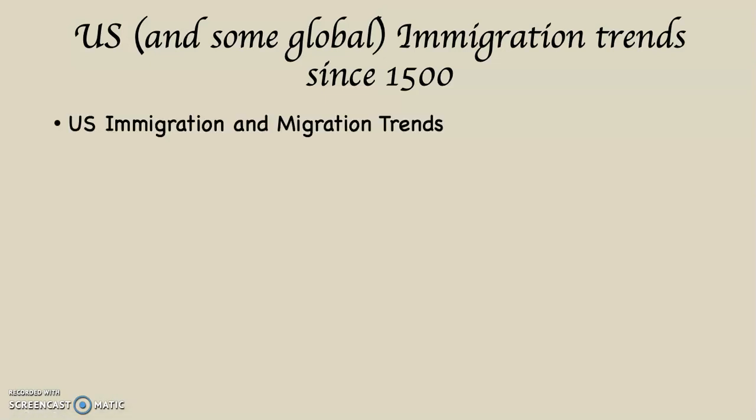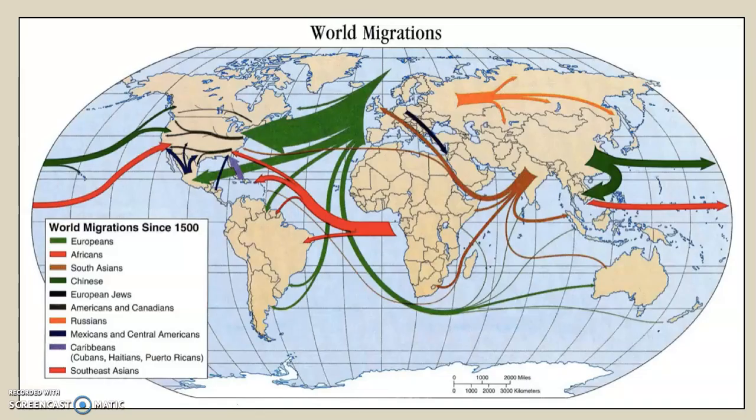We're going to start, though, with U.S. immigration and migration trends. I love this map. Although it's not perfect, this is a really great map. World migration since 1500. Europeans, Africans, South Asians, Chinese, European Jews, Americans and Canadians, Russians, Mexicans and Central Americans, Caribbeans, Southeast Asians. All of these people moving around.